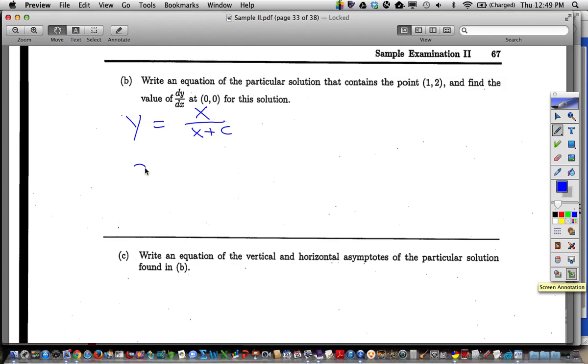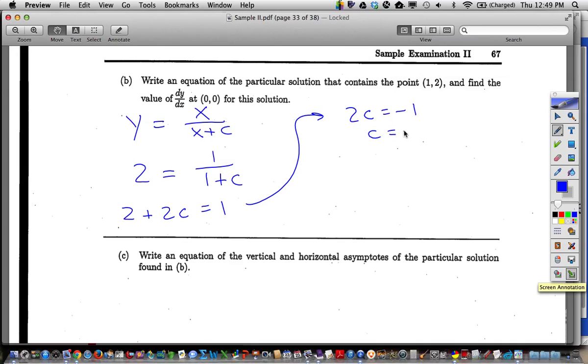We're going to put the point 1, 2 in. So we put 2 in for y, and we put 1 in for x. And then we solve. So we multiply the 1 plus c over to this side. And we get c to be negative 1/2. And so what do I do with that negative 1/2?